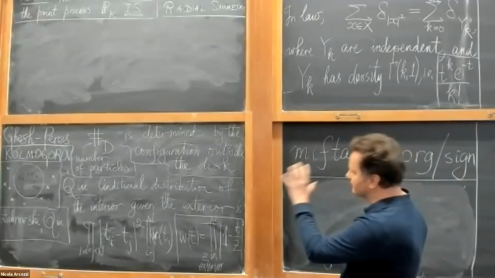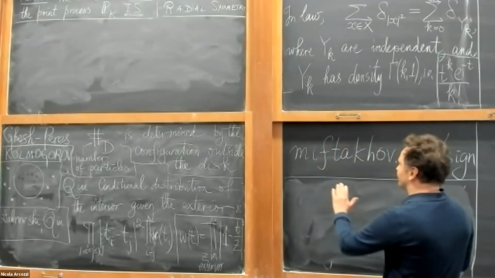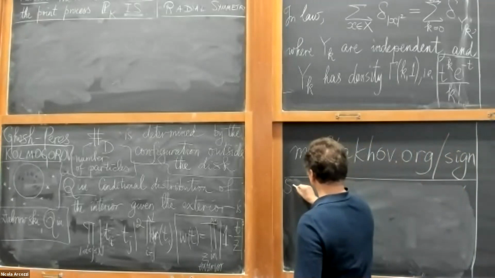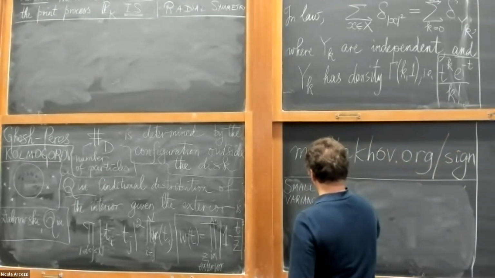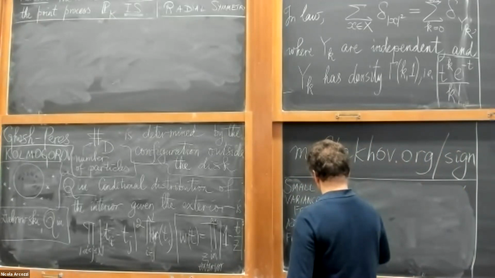Now, the main point in all these arguments, the key consideration, is the formula for small variance for determinantal processes. And what do I mean by small variance? For additive functions.